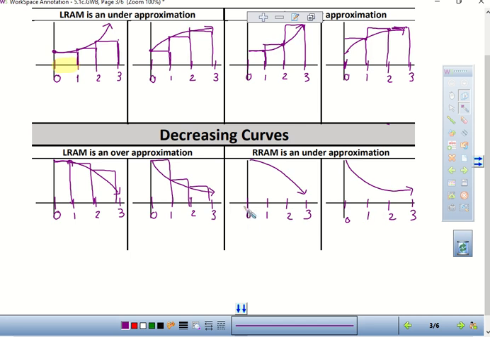When we do RRAM from interval 0 to 1, who's determining the height here? The 1. The 2 and the 3. Over here, the 1, the 2, and the 3. So do you see the difference between under and over approximation with these?